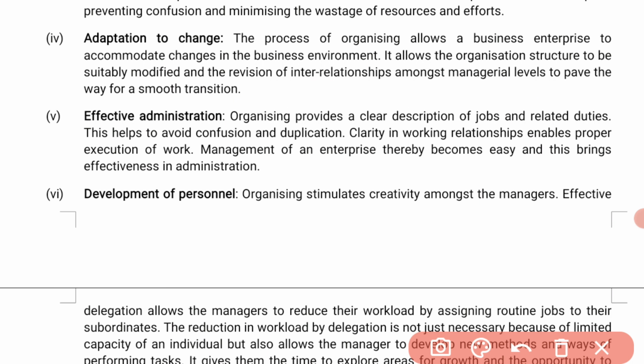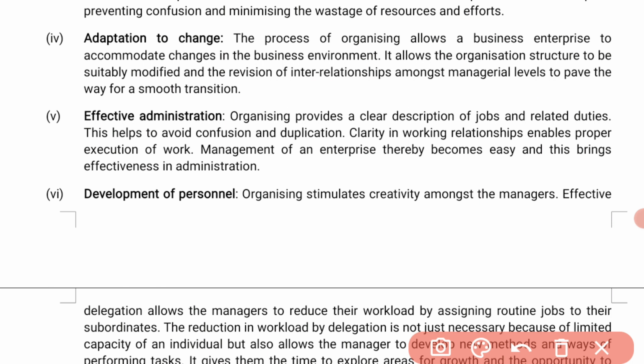Next, effective administration. The next importance of organizing is effective administration. The second function of management, that is organizing, provides a clear description of jobs and related duties.